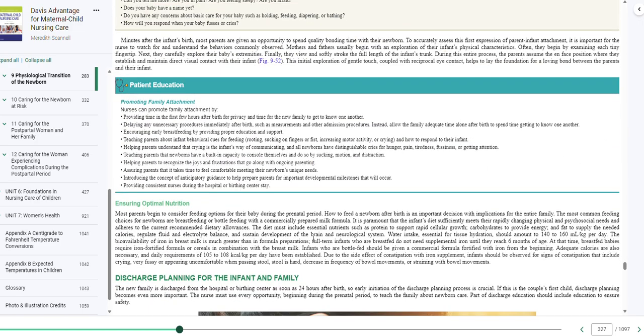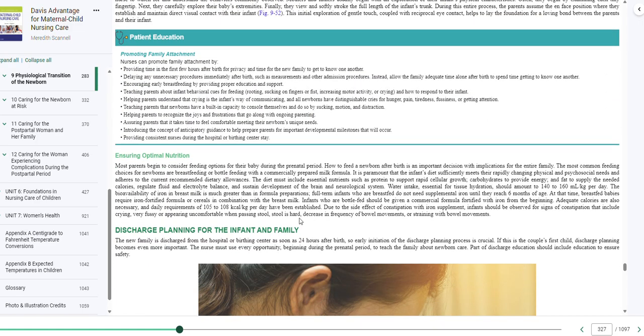patient education. So, promoting family attachment. Remember, I told you it's important for you to note the bonding. We chart that on our newborn shift assessment, nursery shift assessment. And it's important for you to note, is there bonding going on? Is the mama just leaving the baby in the bassinet, not feeding the baby? You have to keep reminding her to change the diapers. That can be an issue, okay?